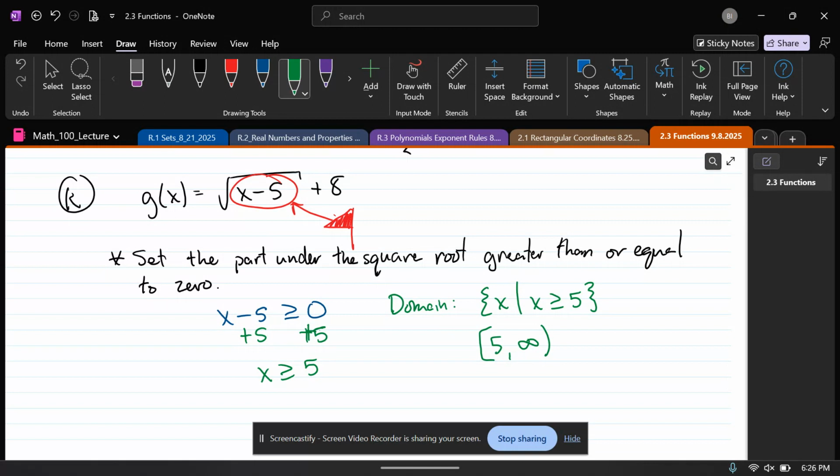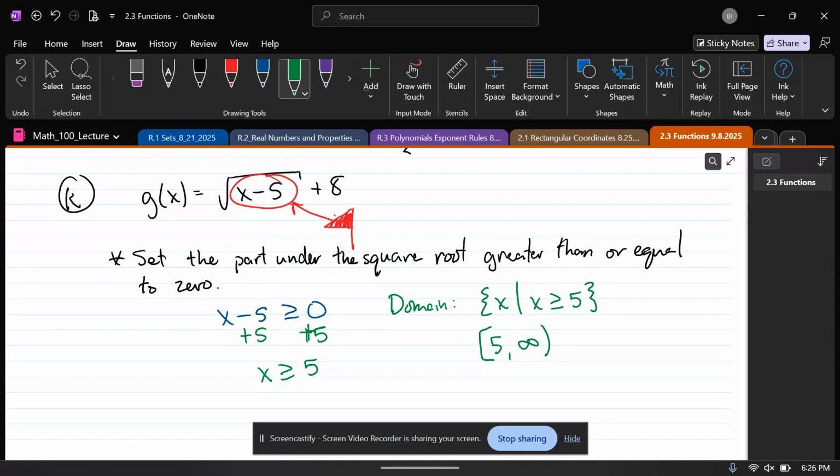Set whatever's under the square root. The 8 didn't matter. It was outside of the square root, so it does not have anything to do with the domain. It's only that part. So we set that greater than or equal to 0, solved it, and that becomes my set notation. For my interval notation, it's greater than or equal to, so that means I want to start at 5 and go up. So that's 5 to infinity, with a bracket there.